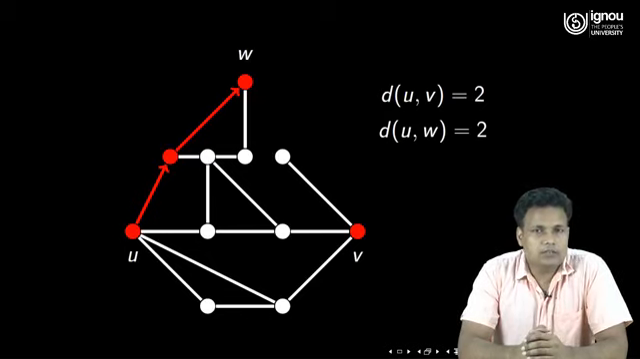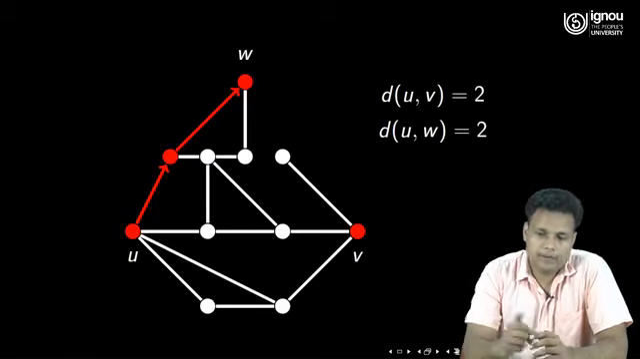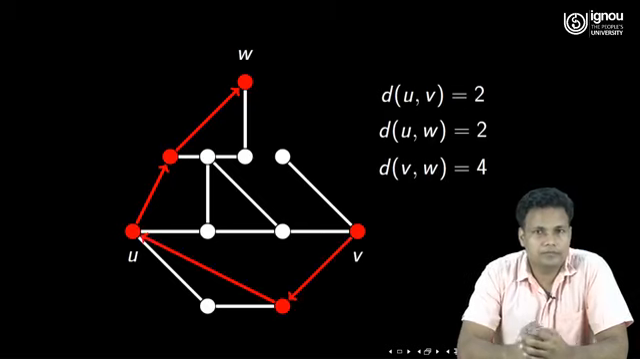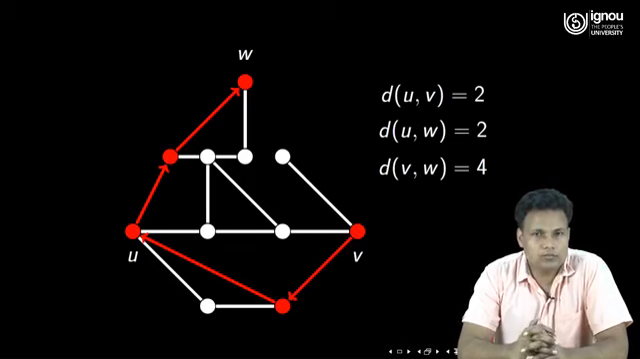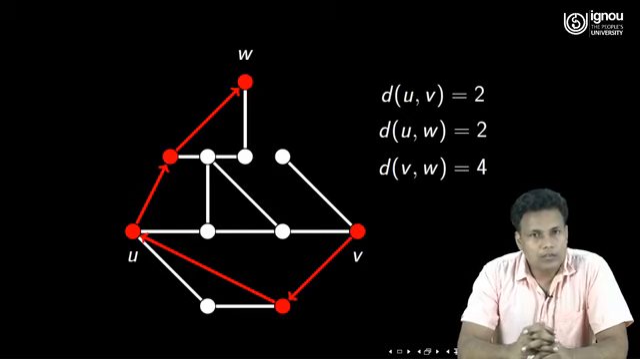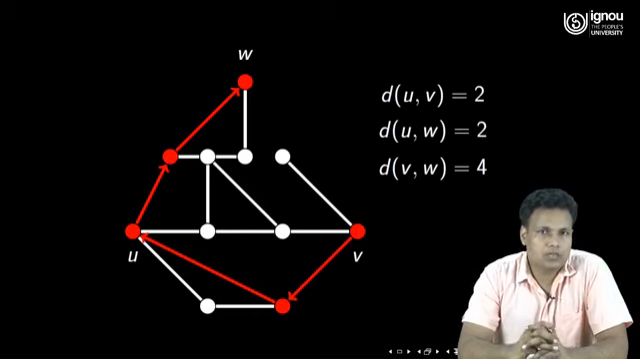Now just look at the vertices v and w. The shortest path from v to w is this one. It has 4 edges, that means it has length 4. Of course, this is not the only path from v to w. There is one more path you can see, which also has length 4. So the distance between v and w is 4.